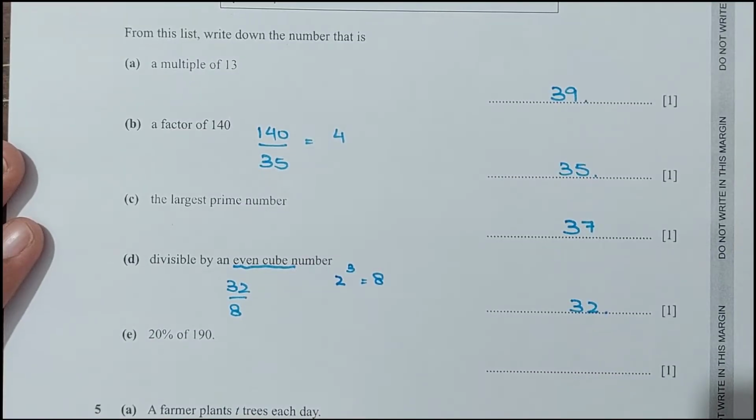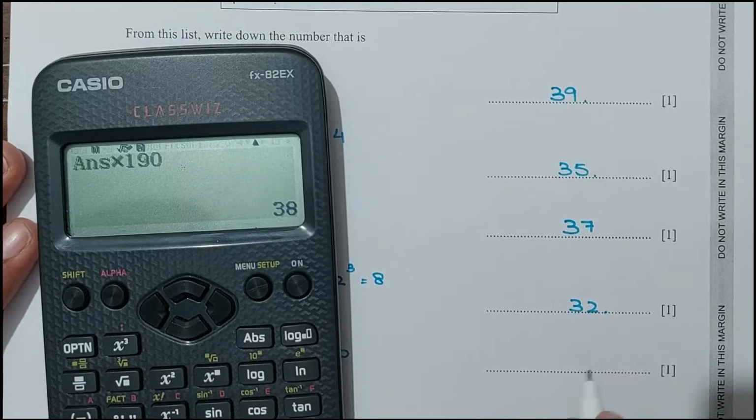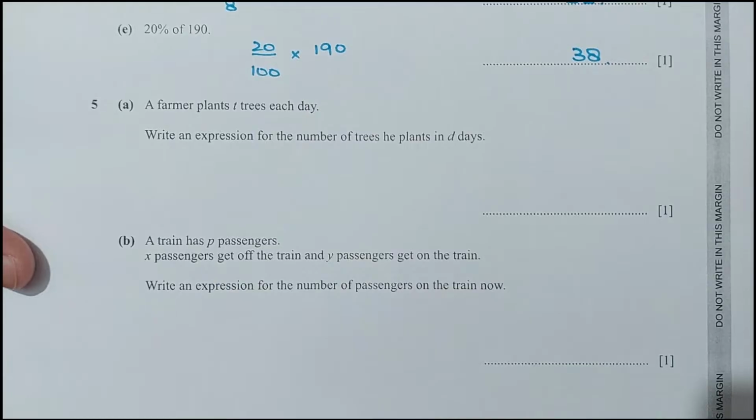Now for part E, 20% of 190. So this is 20% of 190. Let me simplify it. 20% of 190 is 38. This is 38.